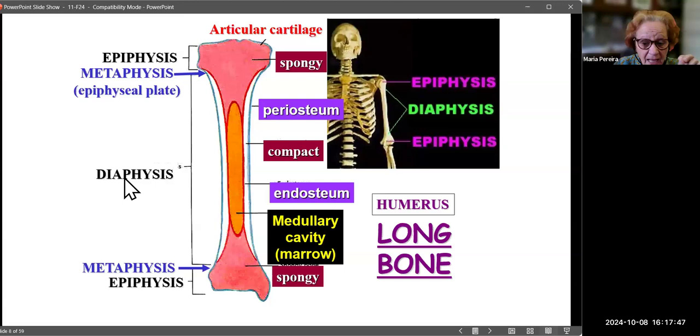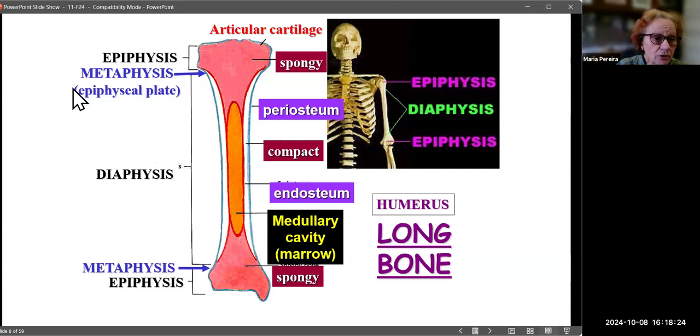So now there's a last very important area of the long bone. We talked about the epiphysis and the diaphysis. Now there's an area here between the epiphysis and the diaphysis that is known as the metaphysis. This is this area here that is not really shown very clearly. But why is the metaphysis important? The metaphysis is important because this is the area that allows the bone to grow in length.